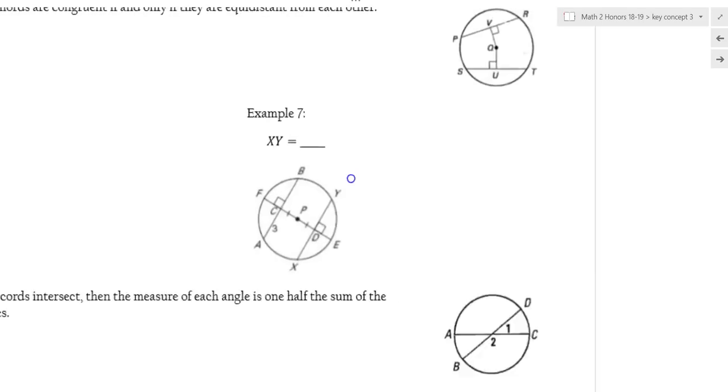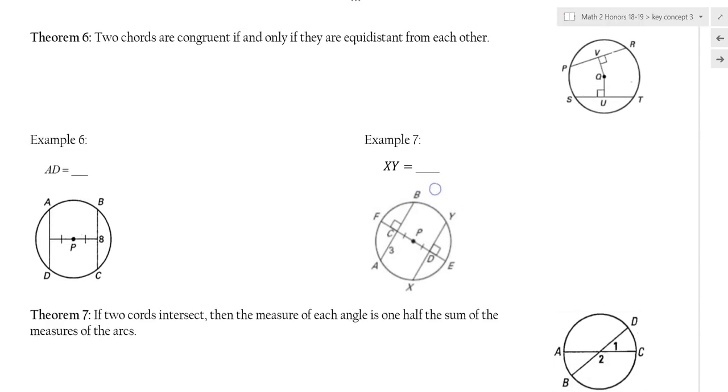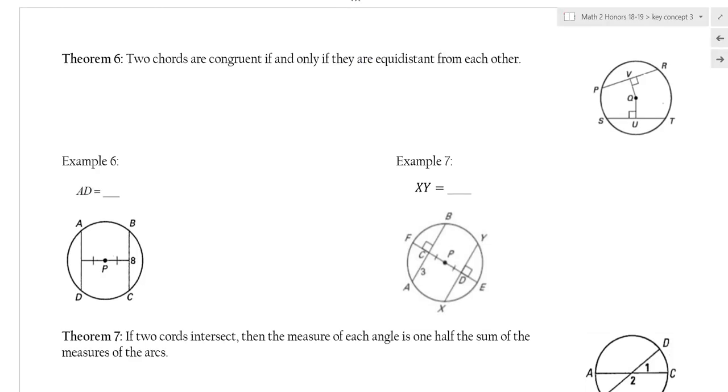All right, looking at theorem 6. Two chords are congruent if and only if they are equidistant from each other. Okay, so what does that tell us? My two chords, so PR is congruent to ST, if and only if, or you could do an arrow showing that this goes to that and that goes to that.